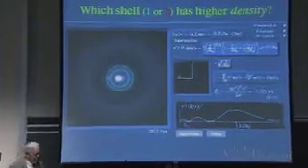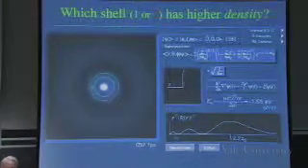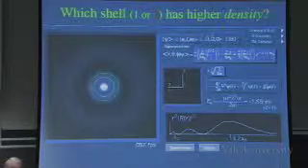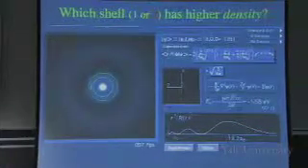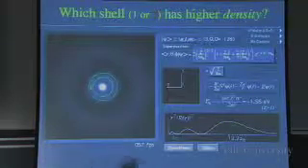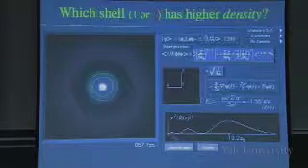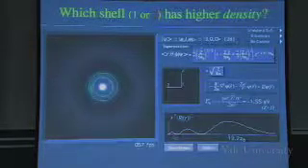Now, here we'll draw 2 different shells of the same thickness. We'll number them 1 and 2. And we're going to ask the question, which one has higher density? Is that light too much for you? Can you see it well? Is it better if I do that? Or not? Not really? Okay.